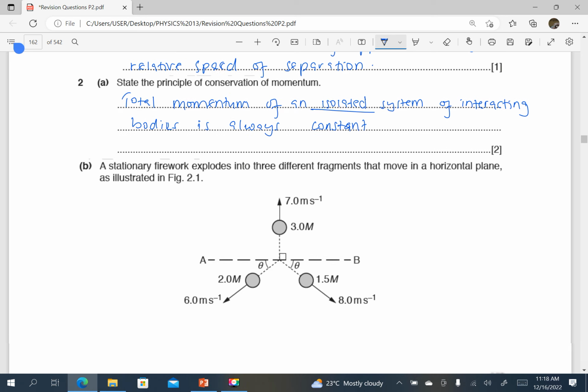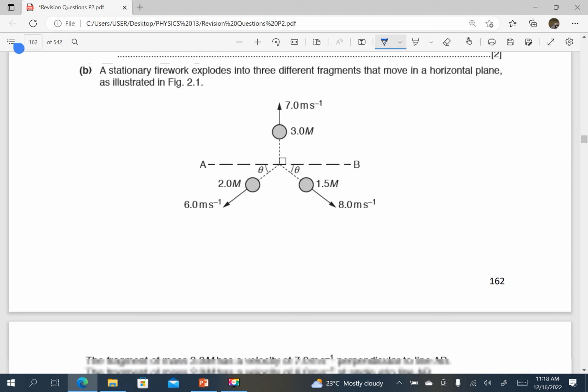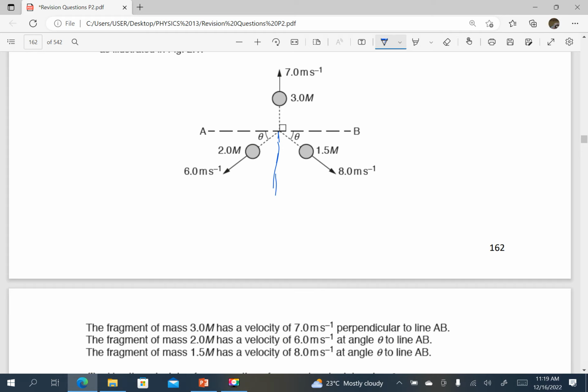A stationary firework explodes into 3 different fragments. It just explodes. That means its initial momentum is 0. It explodes into 3 different fragments that move in a horizontal plane as illustrated. So they move in that plane. Because it's a horizontal plane, like a paper on your table, we shall divide this into an x direction and a y direction. So AB is the x direction, and we also have the vertical direction, or the y direction.